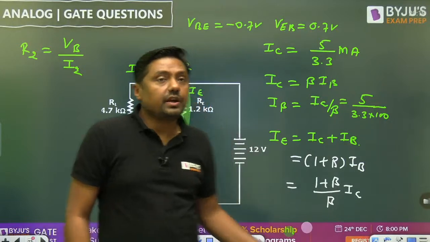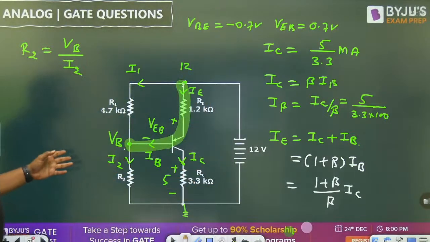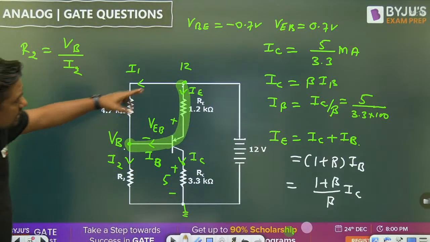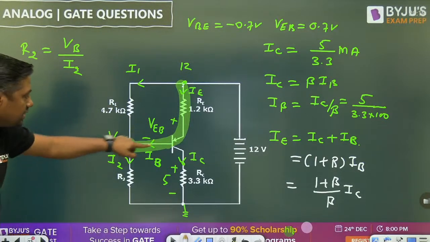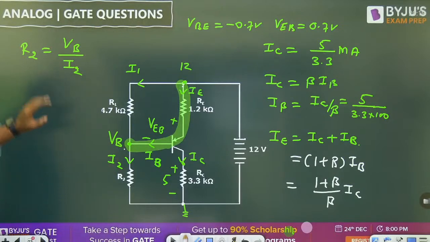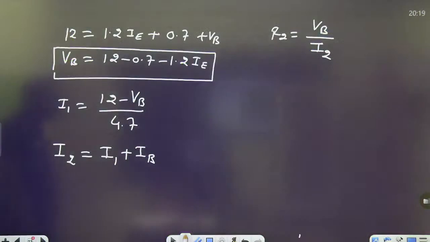I think that is clear to everyone. Here we are applying proper KVL, and at this point we are applying KCL: incoming is equal to outgoing. Remember, when we want an unknown resistor, find the voltage and then find the current through that resistor. So around 17 point something you will get the answer.